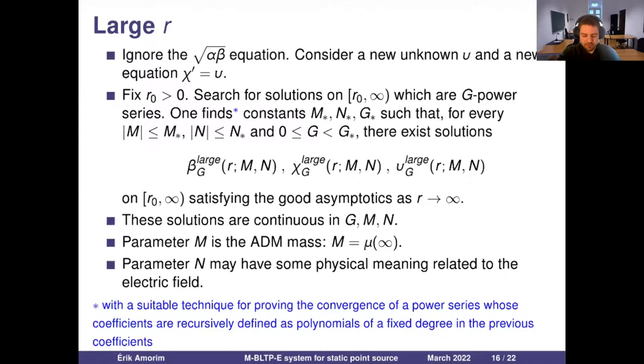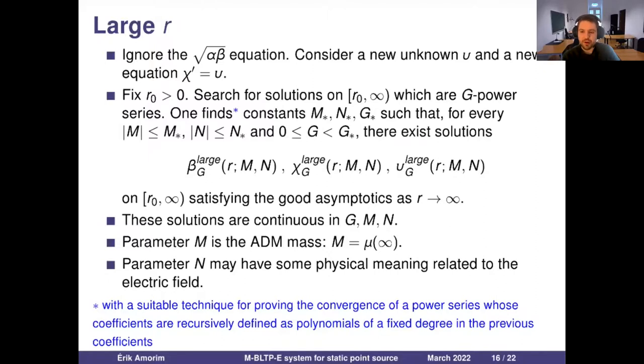So these solutions are going to be continuous in the parameters, even analytic in these parameters. The parameter that I'm calling m is actually the ADM mass of the spacetime. And the other one, the n, I have no idea what it is. It may have some physical meaning because it shows up in the equation for chi, the electric potential. It contains the electric potential, but I don't know what it is exactly. So good. With this, you have good solutions for large r.